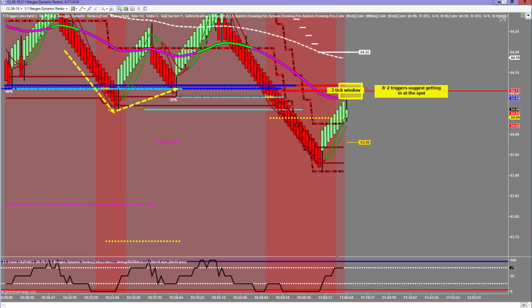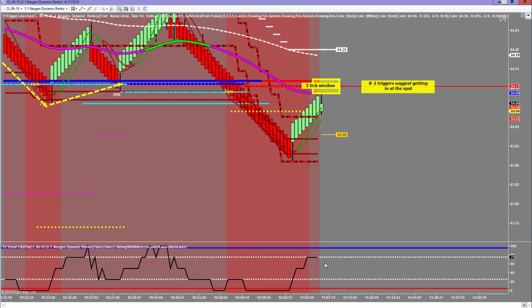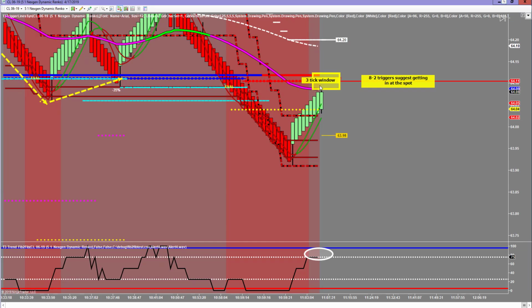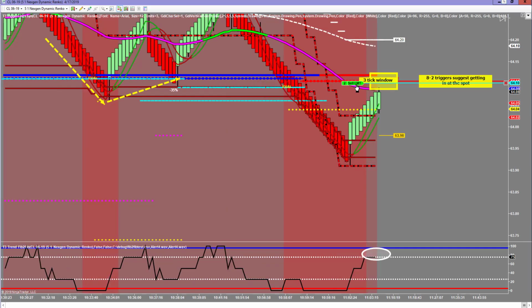So your rules are the triggers are strong down, the 8-2 agrees, the fib to fib oscillator is up here at the 20 or the 75, and you now have a 3-tick window from which to do a trade. From 9 to 12, give or take.